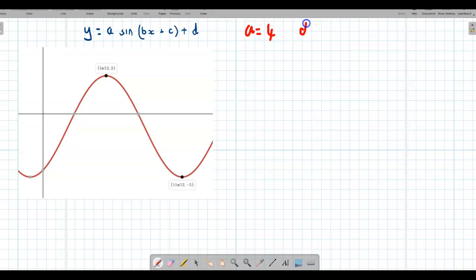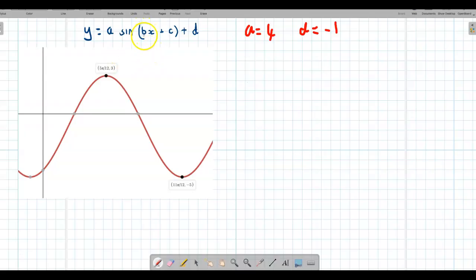Now D will be the principal axis. So halfway between 3 and -5, the halfway point is -1. So they are straightforward. That's the vertical manipulation, A and D. So we're going to do that first.